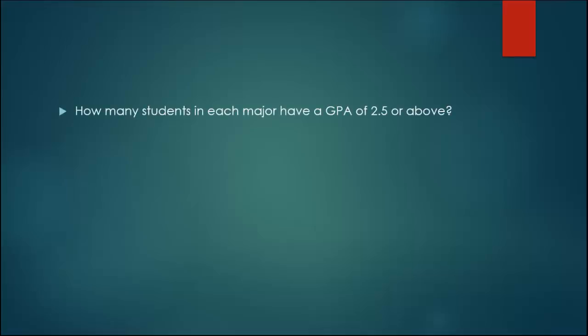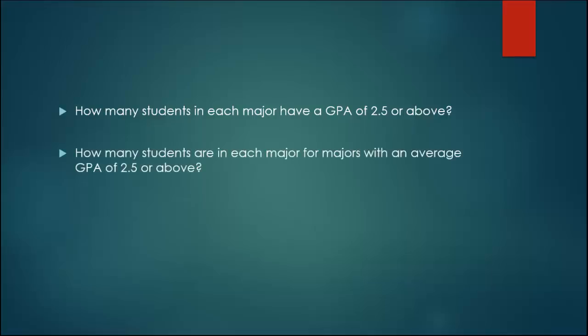We might ask, how many students in each major have a GPA of 2.5 or above? So we would expect a list of majors, let's say English, and then the number of students in that major who have a GPA of 2.5 or above. Or we might ask, how many students are in each major for majors with an average GPA of 2.5 or above? In the first question, we're asking about individual students' GPAs. And in the second question, we're asking about the average GPA for an entire major.